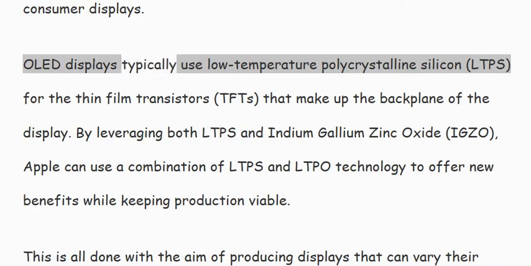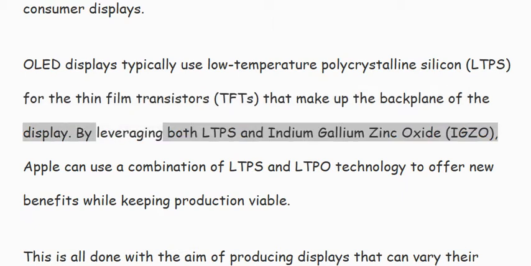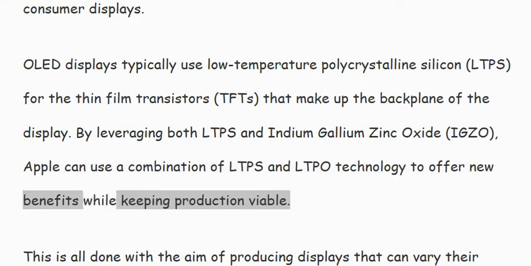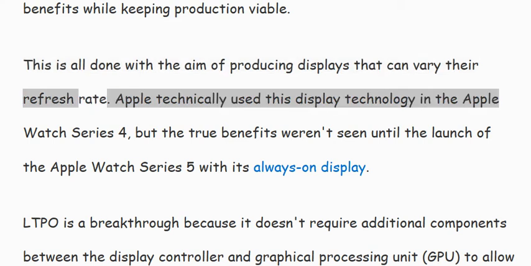OLED displays typically use low-temperature polycrystalline silicon (LTPS) for the thin film transistors (TFTs) that make up the backplane of the display. By leveraging both LTPS and indium gallium zinc oxide (IGZO), Apple can use a combination of LTPS and LTPO technology to offer new benefits while keeping production viable. This is all done with the aim of producing displays that can vary their refresh rate.